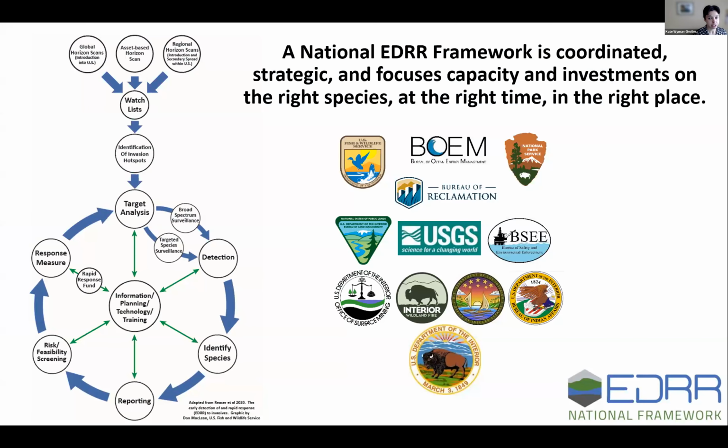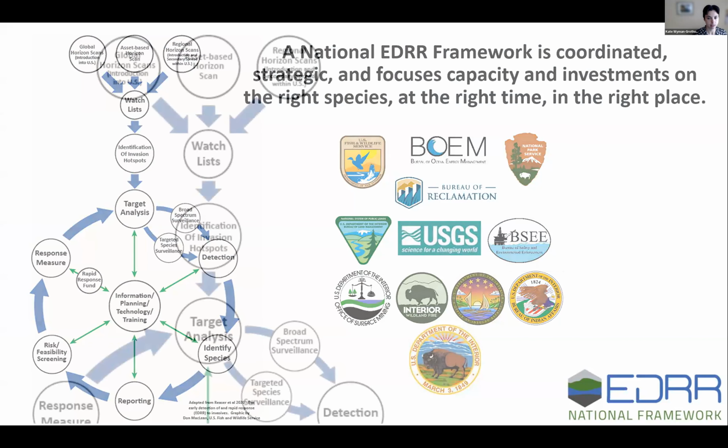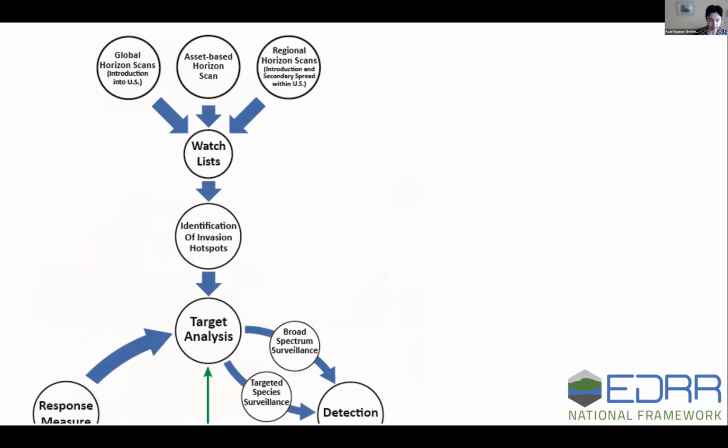Horizon scanning is foundational to the National Early Detection and Rapid Response Framework depicted in the diagram on the left that the Department of the Interior is currently seeking to implement with input and support from federal and non-federal partners. If we blow up that diagram a bit, you can see that horizon scanning is the very first input to the framework. Horizon scans inform the development of species watch lists that then can be used to identify invasion hotspots to be targeted by surveillance activities.